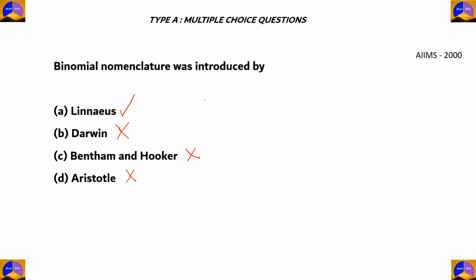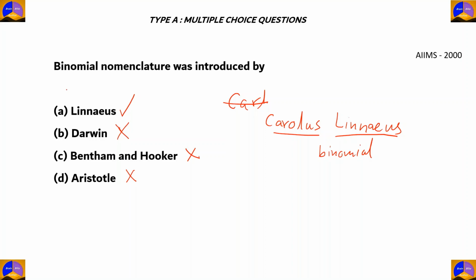Another trick that you can use here is that the real name of Carl Linnaeus is Carolus Linnaeus. As you can see, this name has two parts, so it's binomial. So binomial nomenclature and Carolus Linnaeus. Moving on.